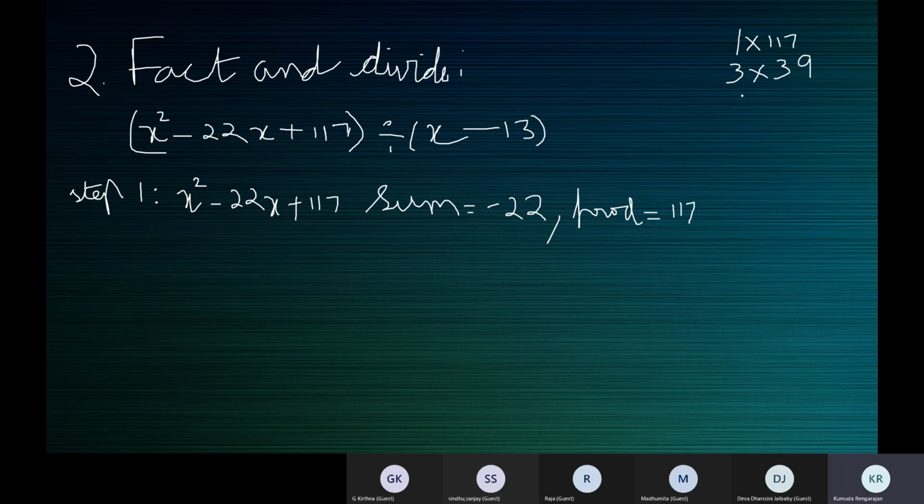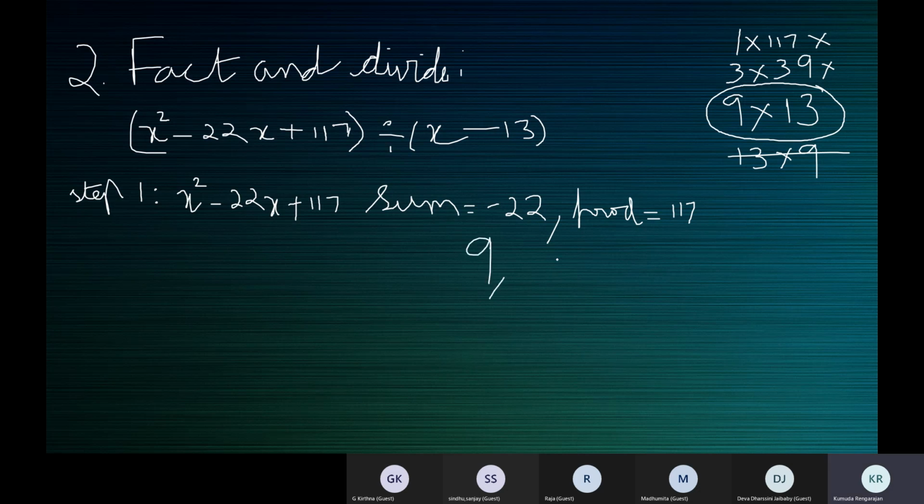8, no, 9. 9 13s are 117. And then 10, 11, 12, no, 13 9s are 117. So only this pair can give you 22 as a sum. These two cannot give you 22 as a sum. So the two numbers are 9 and 13, and we need to fix the signs accordingly.